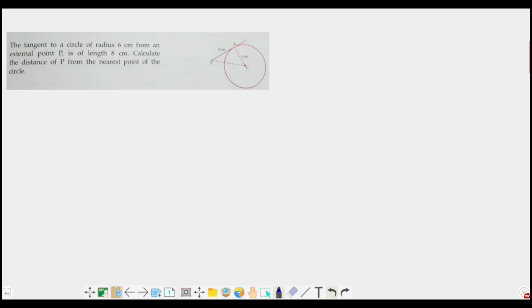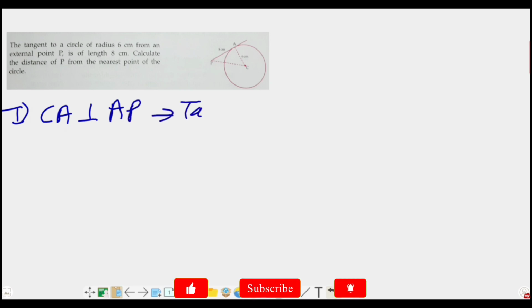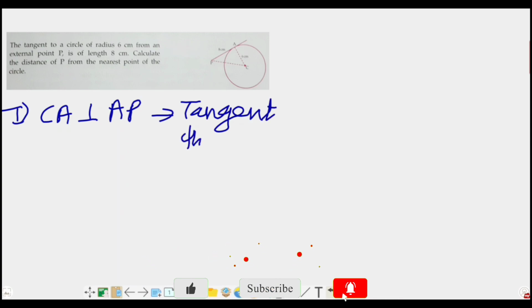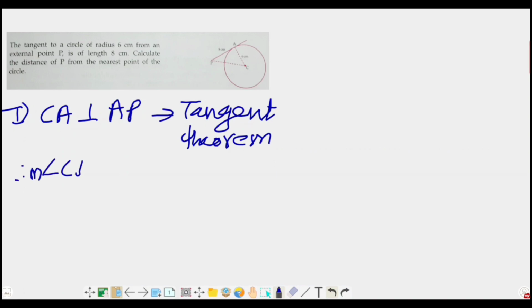Now first of all, you can write that your CA is a line joining center and tangent point. So your CA is perpendicular to AP, according to tangent theorem, students, we have done in the first video. So your measure of angle CAP is 90 degree. So it is a right angle triangle.